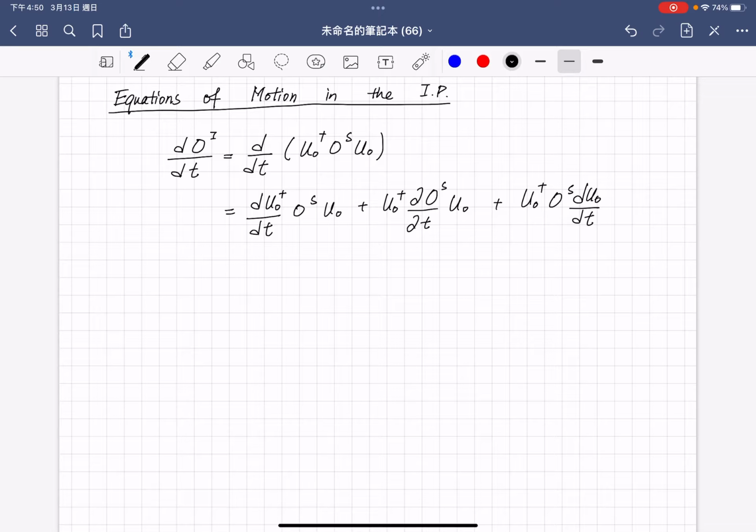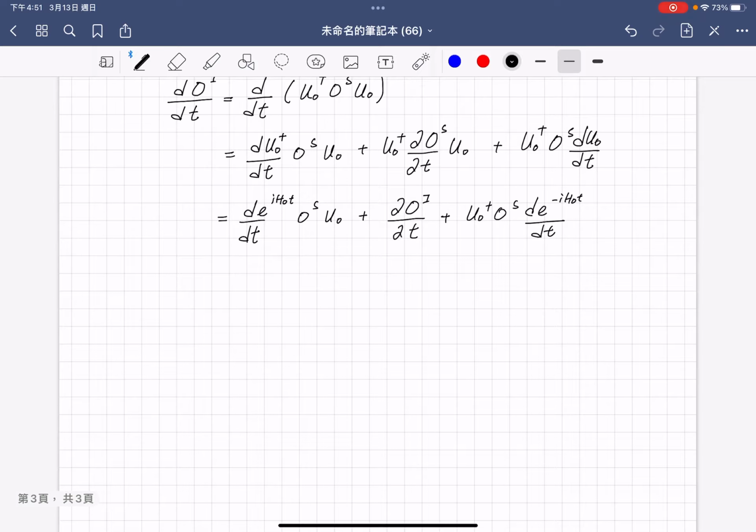Well, since we have the U naught to be well defined, which we just use the exponentiation of the free field Hamiltonian, and we define the middle term as the differentiation of time of the interaction operator, then we can carry out the total derivative of time for the first term and the last term using the properties of exponentiation.